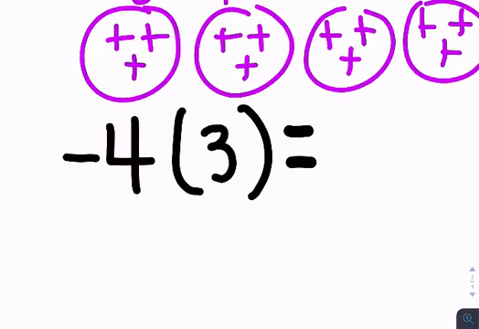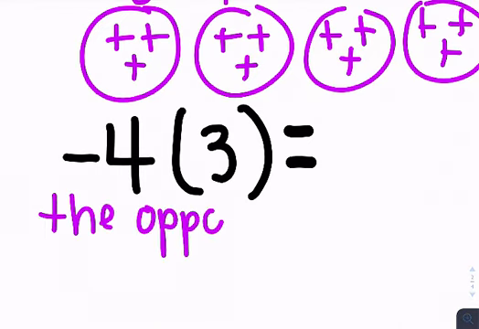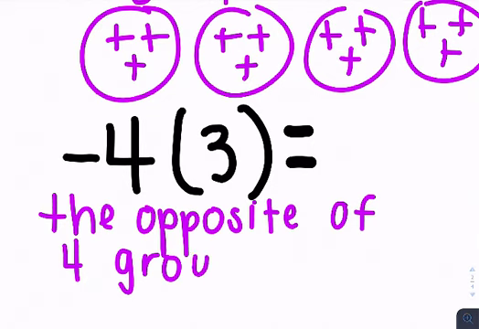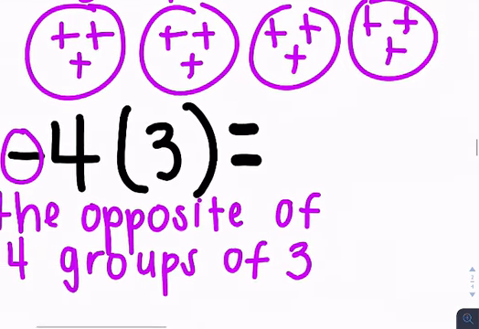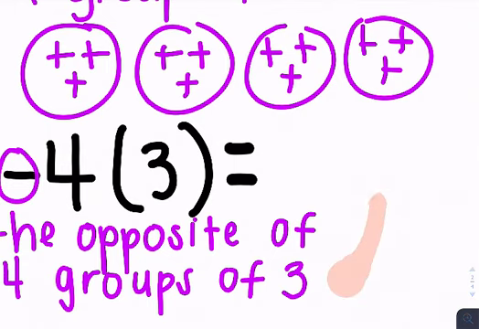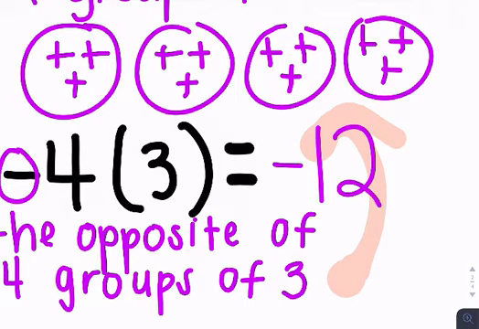All right, this next one I want to say is the opposite of 4 groups of 3. That negative out front also can mean the opposite. So I have 4 groups of 3 right up here. If I took the opposite of that, all of those positives would become negative. So this would be negative 12.